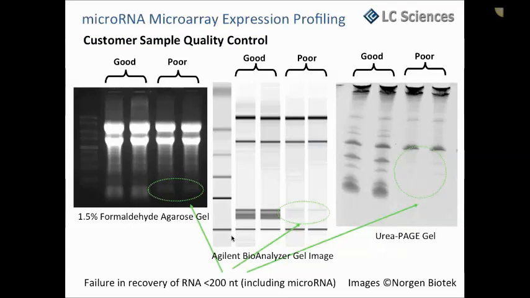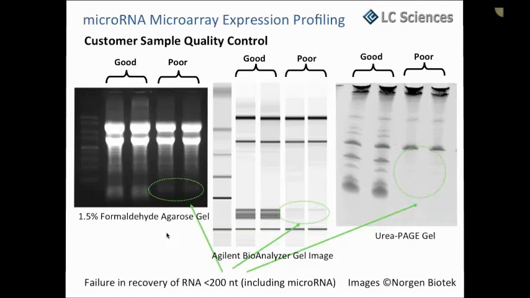These are just some samples, courtesy of Norgen Biotek. What is shown here is basically two different sample preps, a good one and a poor one. The poor one could be where the microRNA is completely degraded. You see it's completely missing here. Or in this case, they actually used a total RNA extraction kit that was not suitable for the sample type.